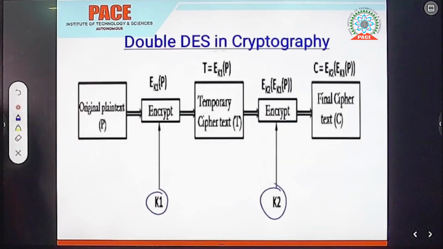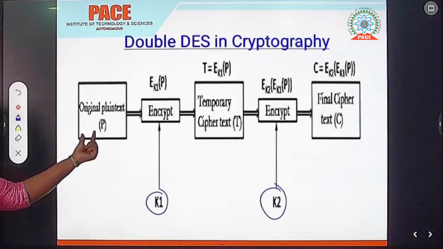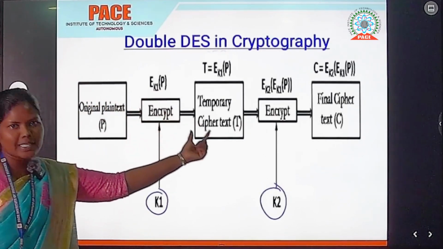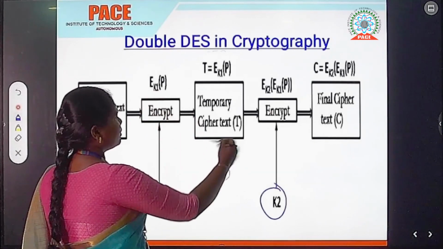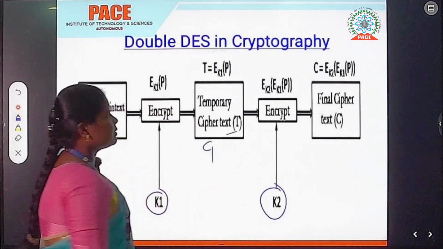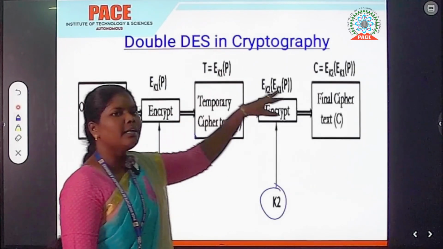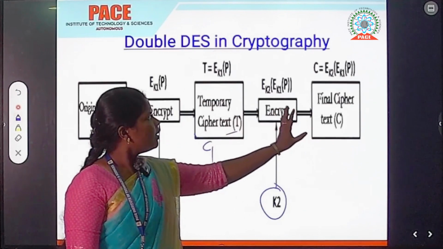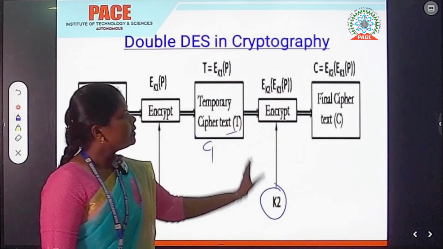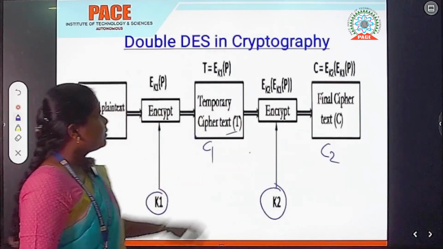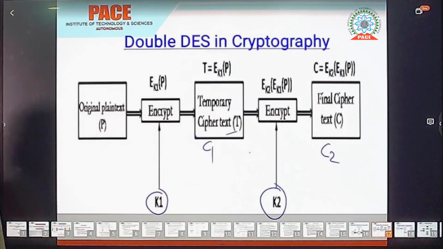Original text or plain text is going to the ciphertext or temporary ciphertext, that is T1, and also it is called as C1, ciphertext 1. This ciphertext 1 is going to the encryption process again by using the key 2. This will be going to C2, nothing but ciphertext 2. This is the double DES, and again we are going to the triple DES also.